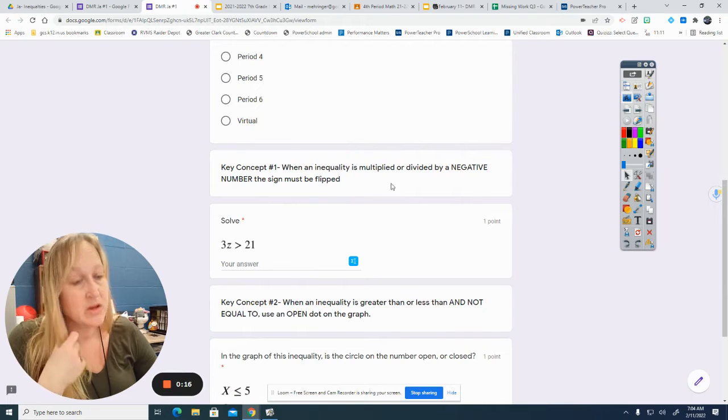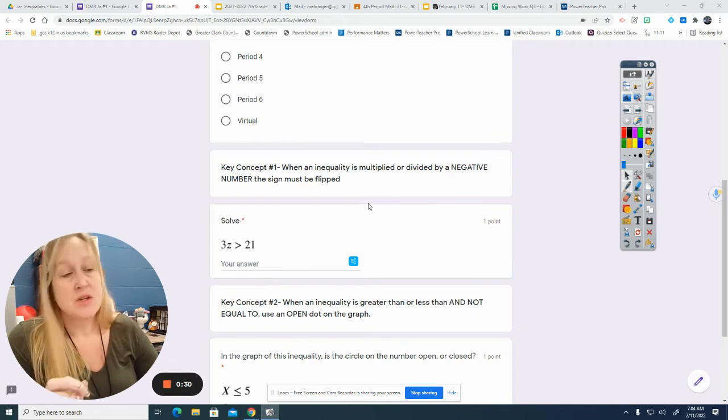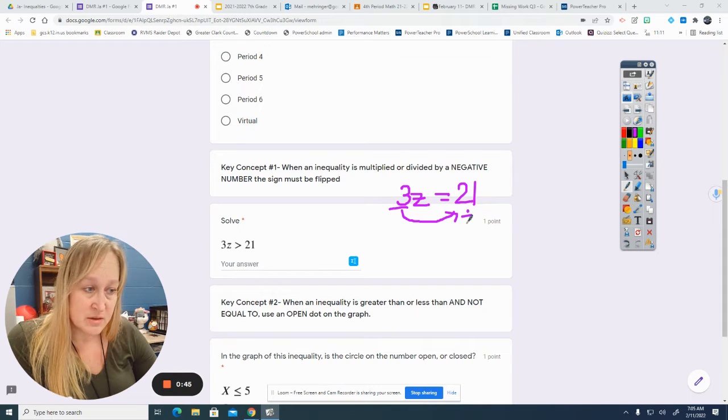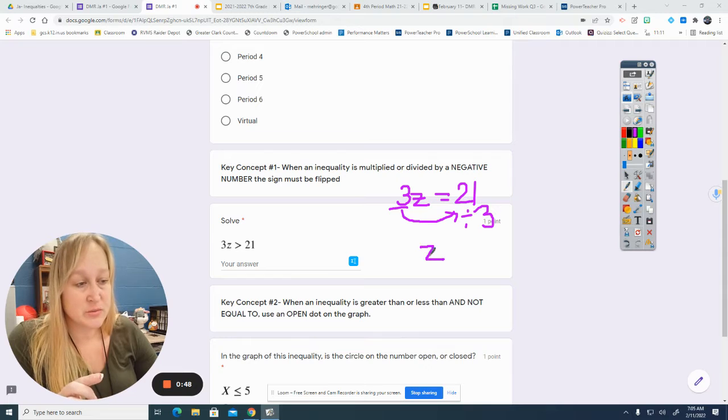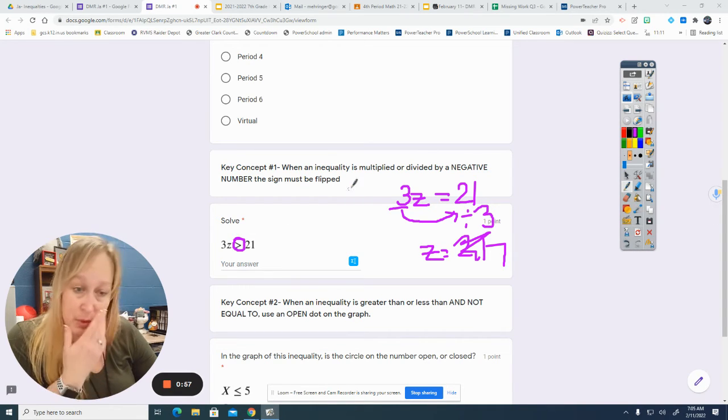The key concepts that we're working on the next 2 weeks is about inequalities, which are these symbols. When an inequality is multiplied or divided by a negative number, the side must be flipped. So, for example, this one is very similar to what we did last week, where it said 3z equals 21. And in order to move the 3 over, you have to divide, use that inverse property. So then you're left with z equals 21. Z equals 7. The difference is we're using an inequality symbol, okay?